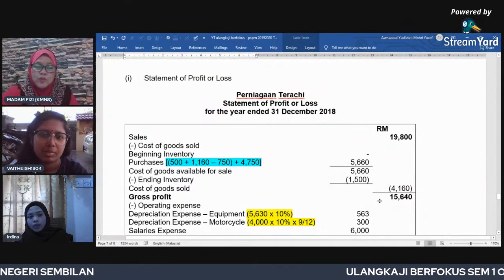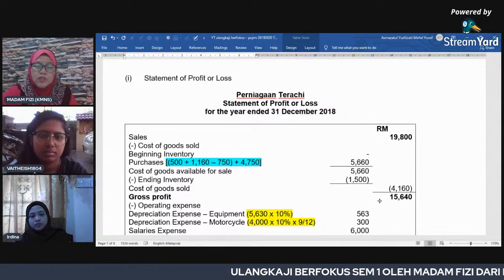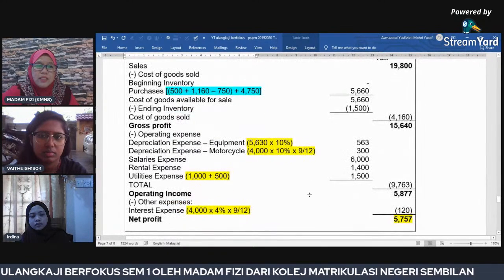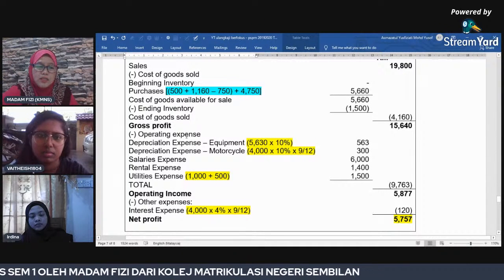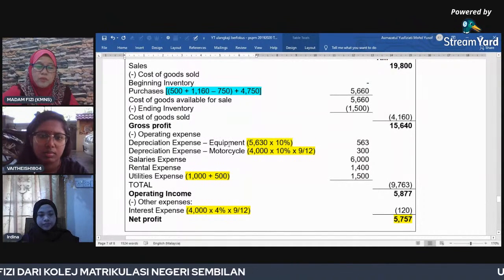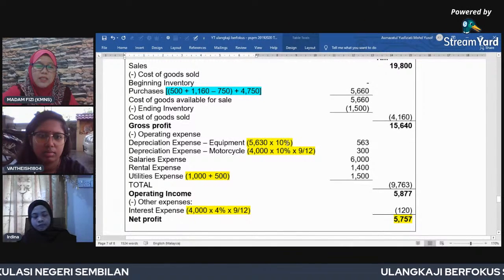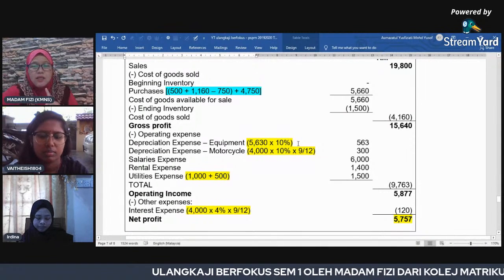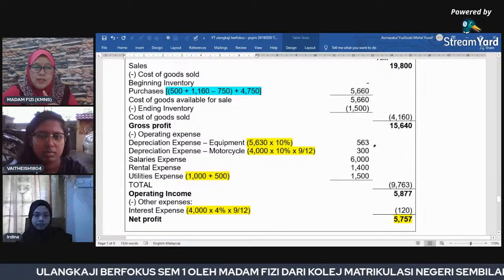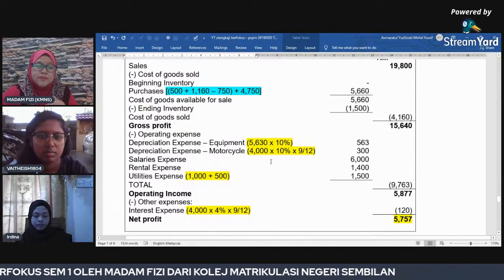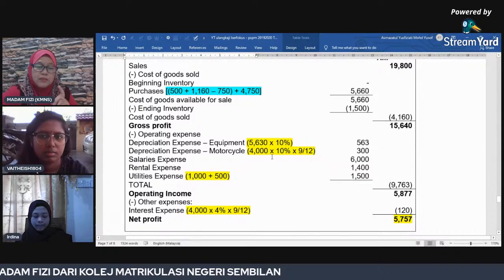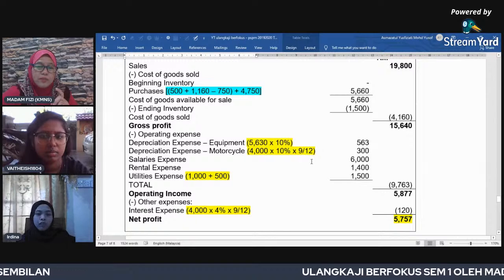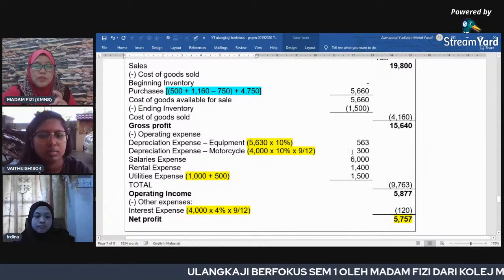Okay, so gross profit, sales minus cost of goods sold equals to 15,640. And then minus the operating expenses. Depreciation for equipment 5630 multiply by 10%. Remember buat jalan kerja dekat sini, buat bracket. 563. Depreciation motorcycle 4,000 multiply by 10% multiply by 6/12 sebab tak cukup setahun equals to 300.